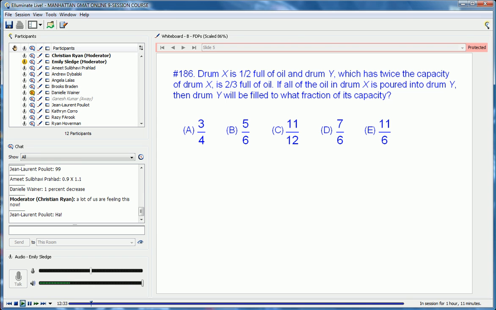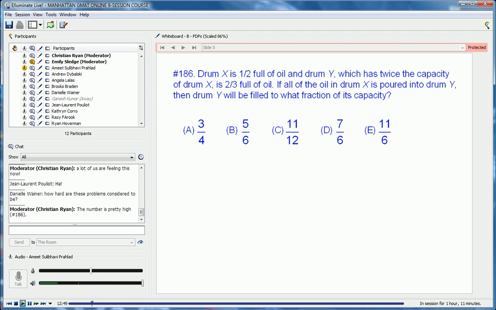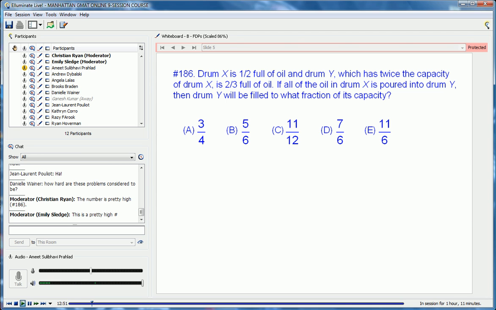Okay, I'm going to call on someone for approach. Amit, would you grab the mic and talk about how you got your response? Yeah, I use X as the capacity for drum X and Y to represent the capacity or the quantity of oil in the other drum. And I set up an equation that Y is equal to 2X, and the current quantity of oil in drum X is X by 2.